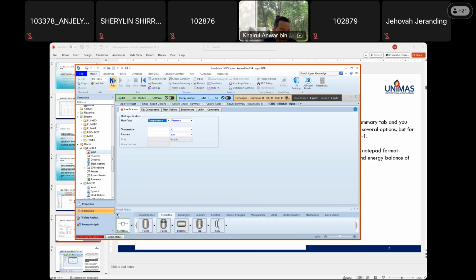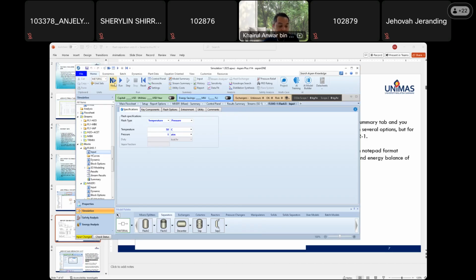Next, the task is, also the goal is to separate 95% water and acetone purity using this Flash 3. Okay, next is asking the condition for the separator, the flash separation: 50 degrees C, 1 atm.